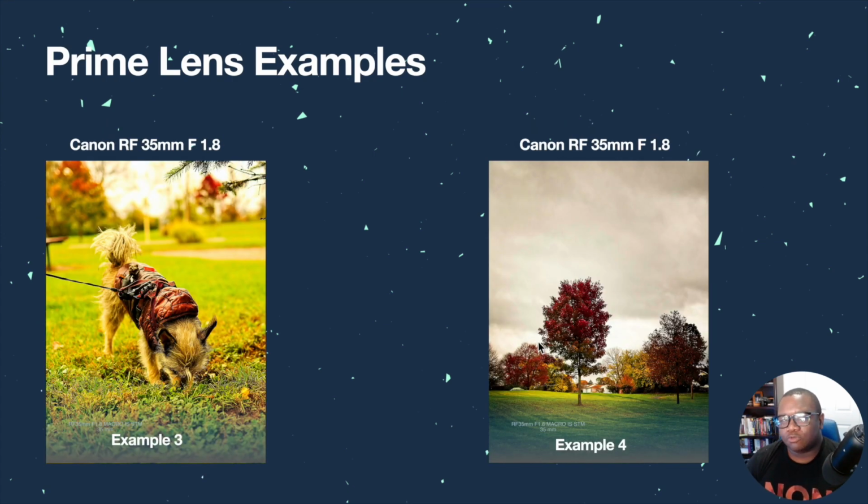Now we're going to move into some prime lens examples. The first photo on the left is from our photo walk last year. Our family went on a photo walk. I was just trying to share photography with my kids and my wife, and I used my Canon RF 35mm f1.8.